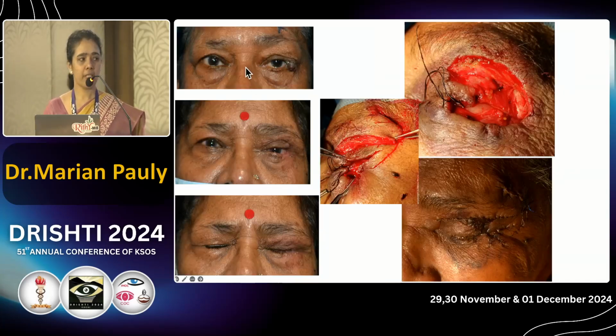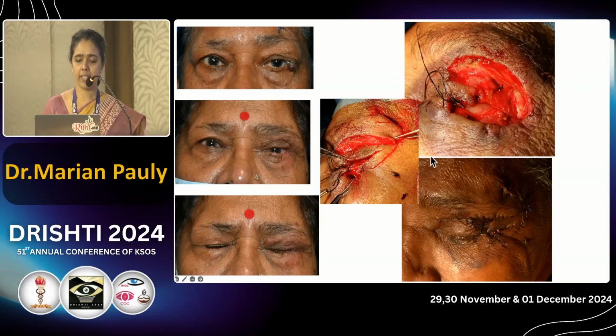Now this is another patient where the defect involves the lateral part of the upper eyelid, canthus, and lateral part of the lower eyelid. So this is the existing defect. For this posterior lamella, I have taken a periosteal flap. She had a very loose lid, so a periosteal flap from the lateral orbital rim.